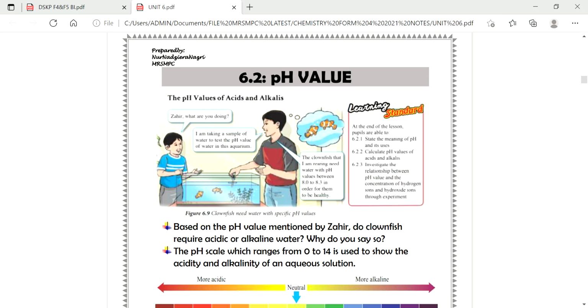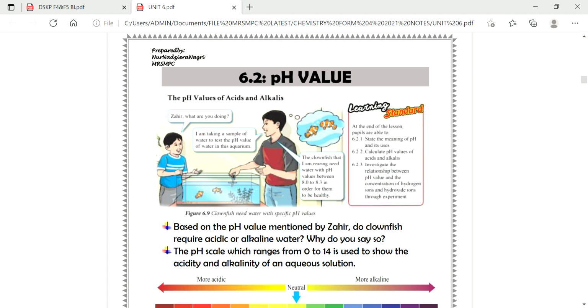Okay, for this video, teacher will cover subtopic 6.2, pH value. Okay, so pH value is actually not a new term for you. You have learned this when you were in lower form. But this time around, there is additional knowledge you need to know, which involves calculations.